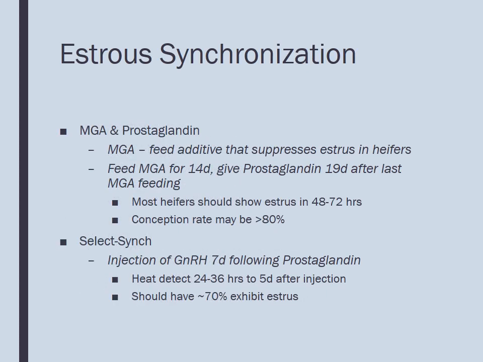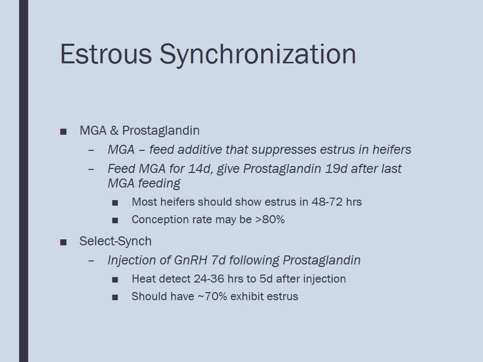Next is what we call MGA and prostaglandin. MGA is melengestrol acetate. It's a feed additive that suppresses estrus in heifers. You feed it for about 14 days, pull it away, give a prostaglandin shot at about day 19, and you should see a group of animals come into heat then within 2 to 3 days. Conception rate can be above 80%. It's a really, really good program. I would say not widely used. The 1 or 2 shot prostaglandin system is pretty common. MGA and prostaglandin not so much.